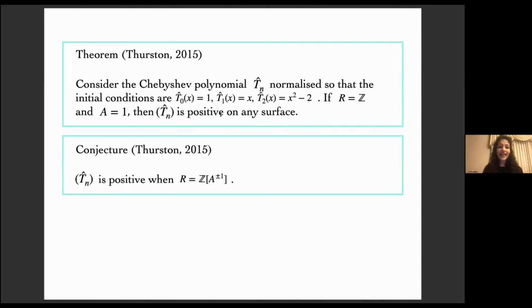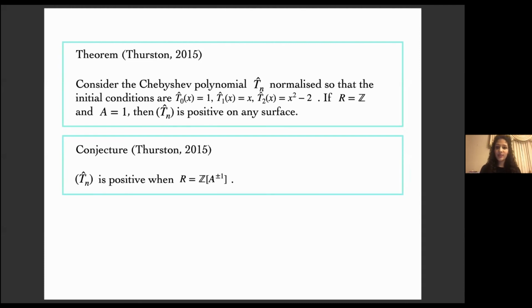Moreover, he conjectured that this sequence of Chebyshev polynomials is positive for the ring of Laurent polynomials in the variable A. And evidence that this conjecture is true comes from the product-to-sum formula for the torus, which I stated before, because we get that the Chebyshev basis that they constructed is positive. And moreover, for the 4-punctured sphere, in our case, the algorithm and the data that we have suggests that this Chebyshev basis is positive.